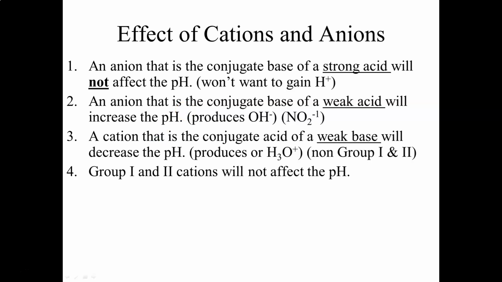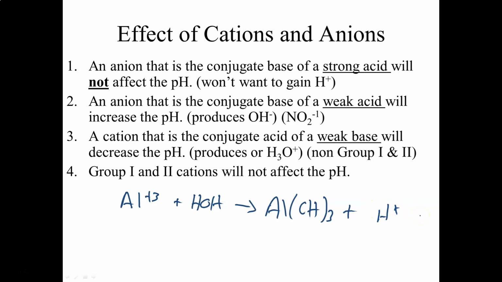The last two are for the cations. A cation that is the conjugate acid of a weak base will decrease the pH. It'll produce H3O. So you're talking about non-group 1 and 2. This is what I just went over. If you have something like aluminum, Al plus 3, plus water, you can get aluminum hydroxide plus H plus. Weak base, strong acid, acidic salt overall. Decreases the pH. This is where you make your hydration shell.